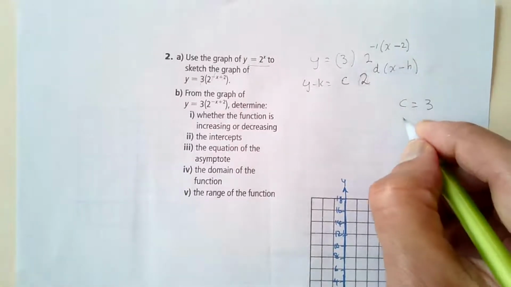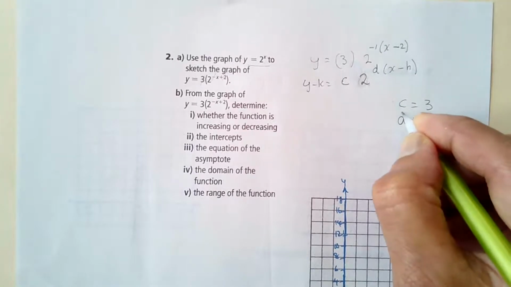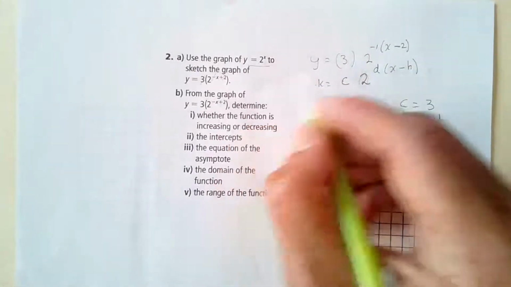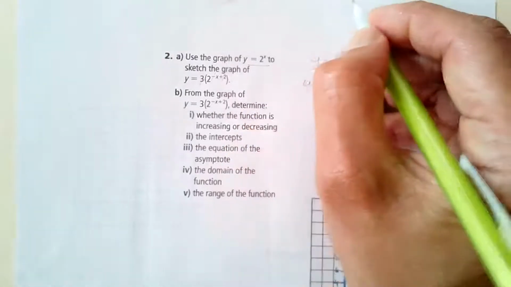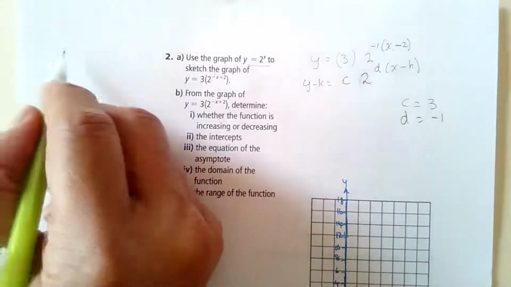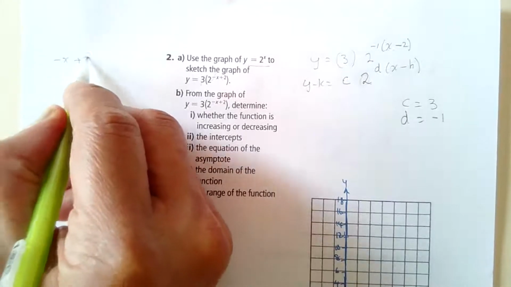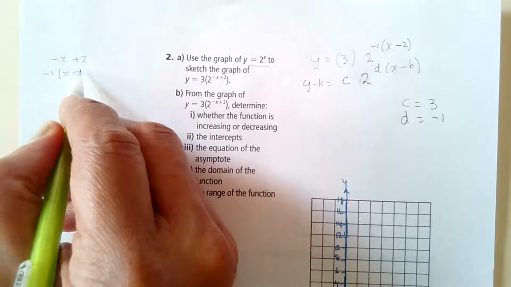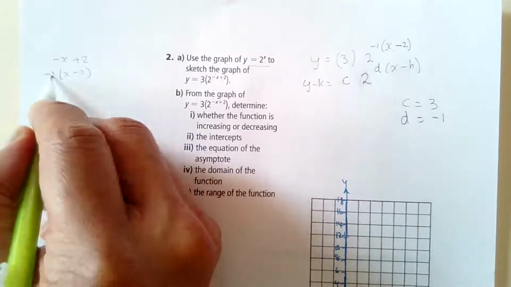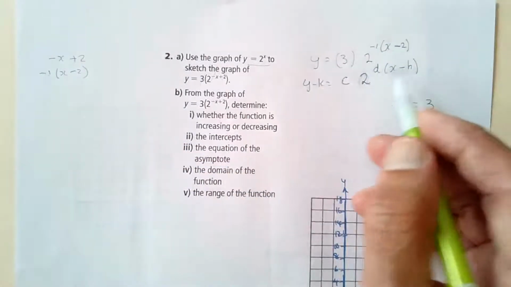My d is equal to -1. By the way, you may ask, how did I arrive at this? I just factor out the negative here. We have negative x plus 2. By factoring out -1, it becomes x minus 2, because negative x and positive 2. That's by factoring out my -1.